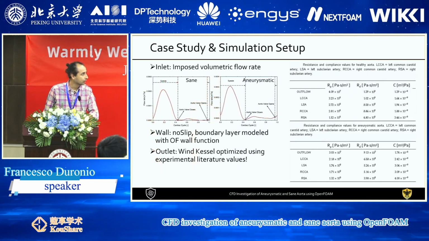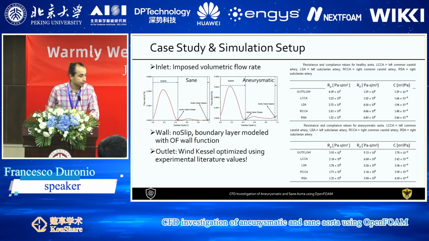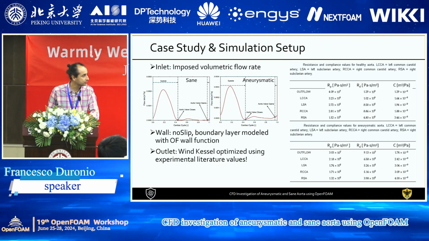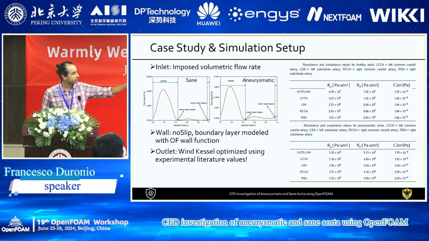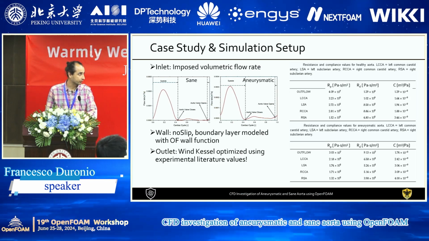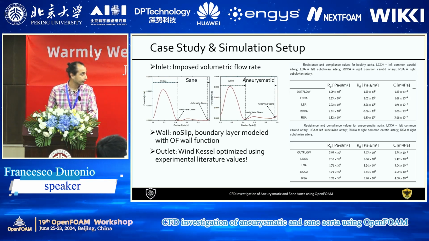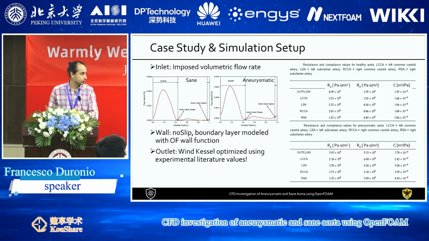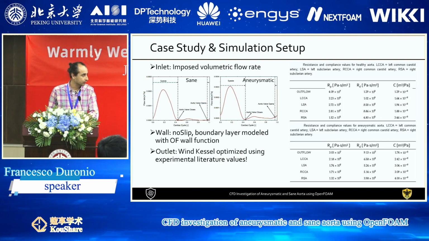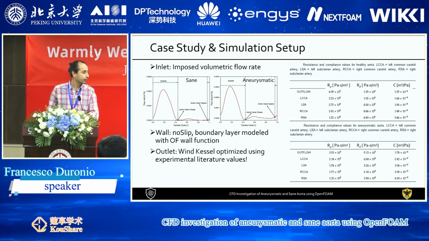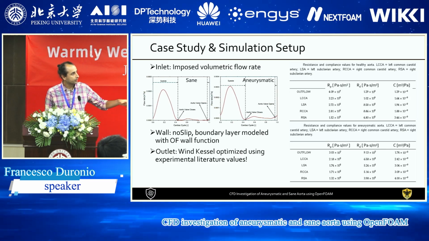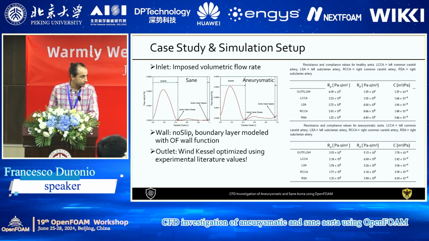The first thing is to set up the boundary conditions. You have the velocity profile measured for the two patients, the sane aorta and the aneurysmatic aorta. At the wall, we have no slip, with the boundary layer modeled with the classical OpenFOAM wall function for the attached eddy simulation model. For the outlet, we applied the Windkessel model, and on the right-hand side you have the parameters we used.